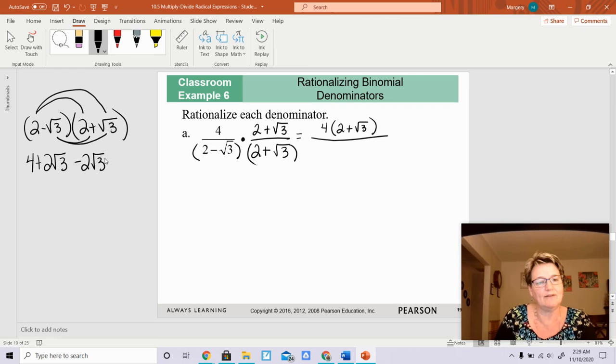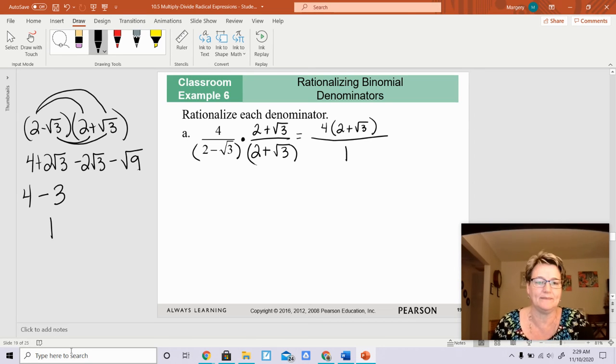And this is going to give you a negative square root of 9. I'm just showing all my work. So I get 4. My middle terms cancel out. Minus the square root of 9 is 3. So I get 1. So my denominator is going to be 1.